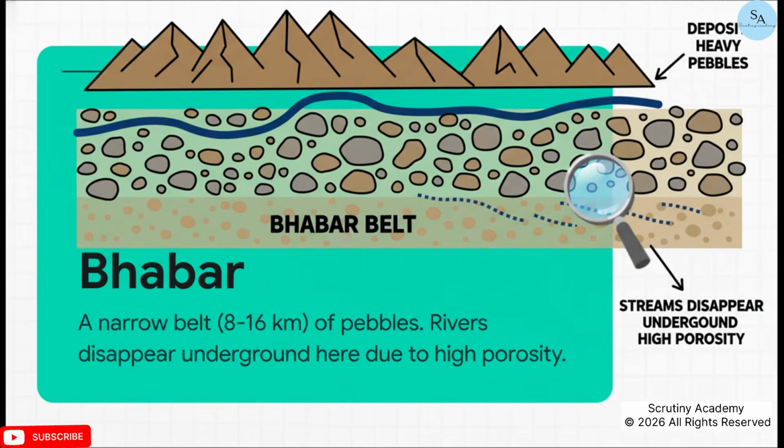Okay, now for 2 key terms you absolutely have to know. First up, Bhabar. So as the rivers come pouring down from the mountains, they dump all these heavy pebbles in a narrow belt right at the foothills of the Shiwaliks. The key thing to remember here is that streams literally disappear underground because the ground is just so porous.